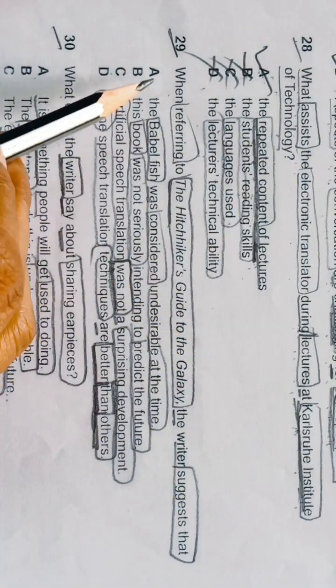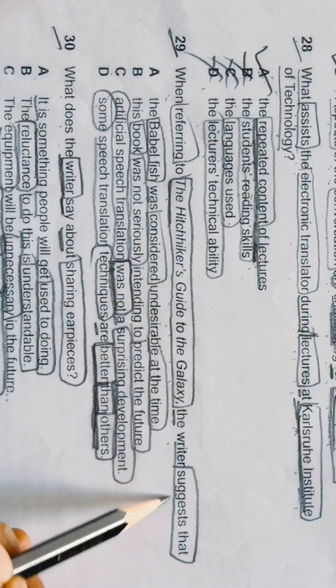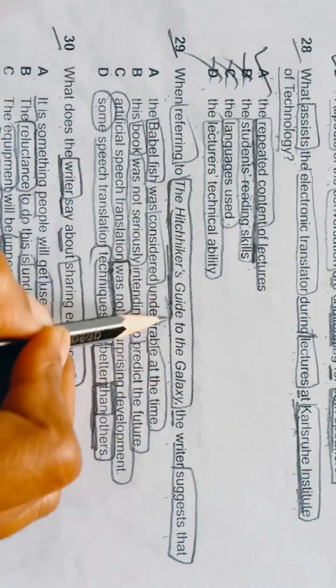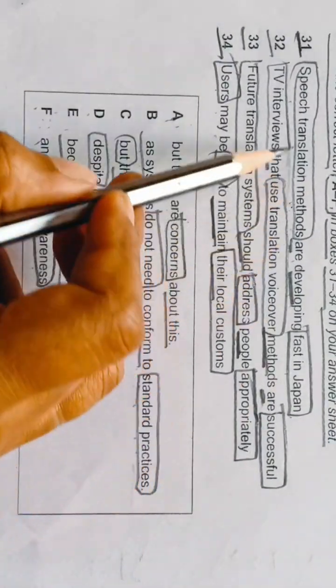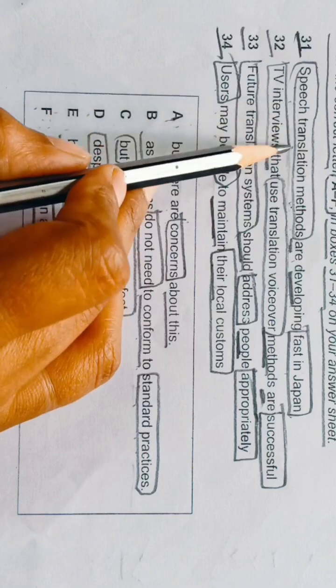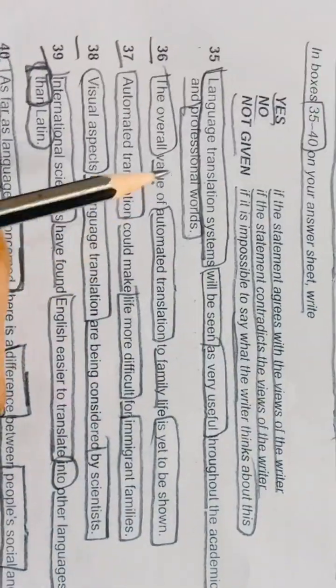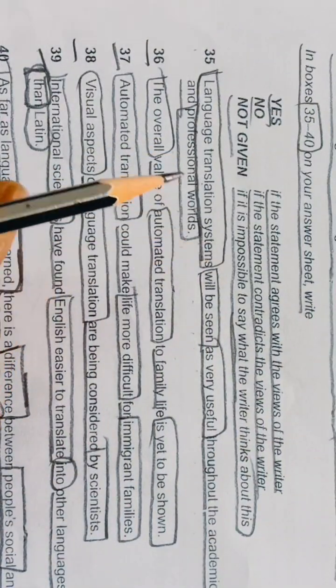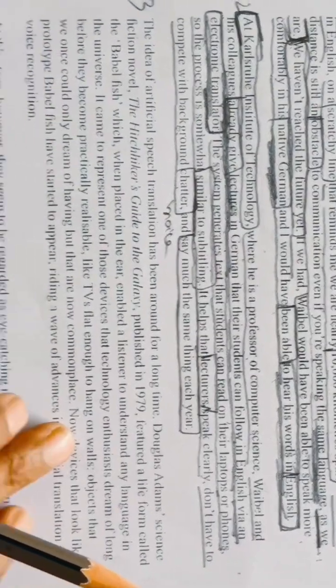Let's move forward. When referring to the Hitchhiker's Guide to the Galaxy, the writer suggests... so we have to look for this keyword, and in this paragraph we have not seen anything regarding this. And in another question, here they are directly asking about speech translation methods. Okay, so we are not getting anything regarding this, and language translation systems also we are not getting anything in this paragraph. So we will move forward towards our third paragraph.